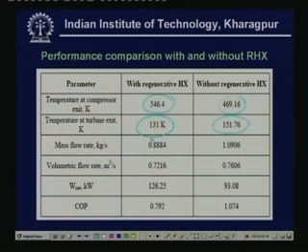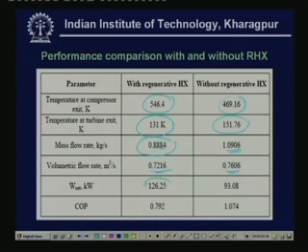As a result of this, your refrigeration effect increases. Since the refrigeration effect increases, the required mass flow rate reduces when you are using a regenerative heat exchanger. That is what you can see. Okay, and the required volumetric flow rate also reduces. That means basically you will be handling less amount of air.